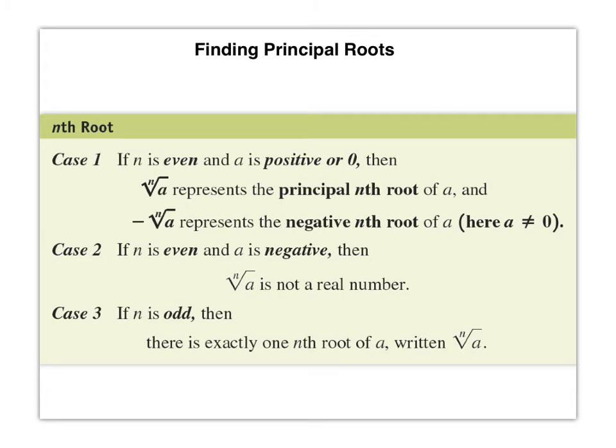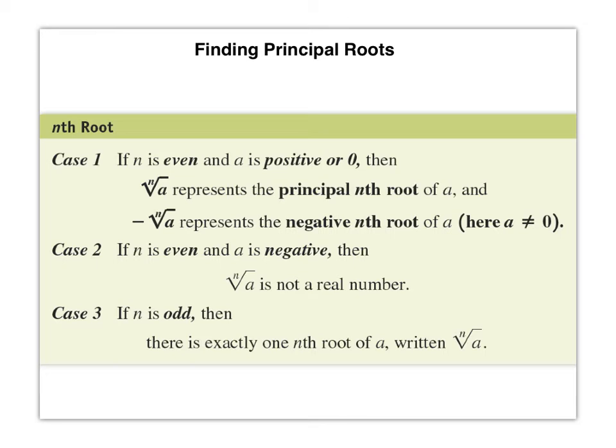Finding principal roots, the nth root. Case 1: if n is even, which is the index, and a, the radicand, is positive or 0, then the nth root of a represents the principal nth root of a. And the opposite of the nth root of a represents the negative nth root of a. Here, a cannot equal 0. Case number 2 is if n is even and a is negative, then the nth root of a is not a real number.